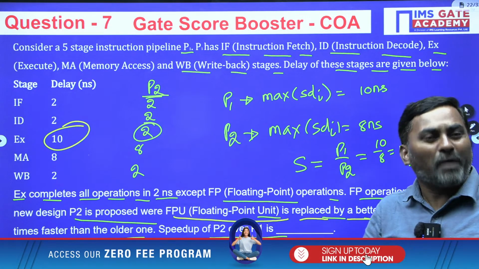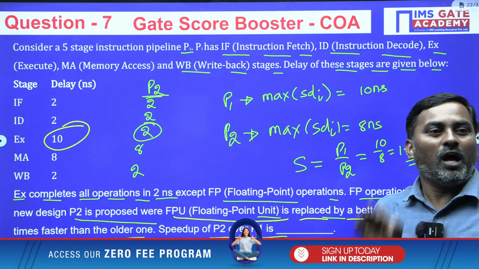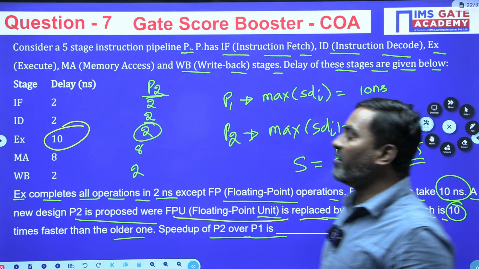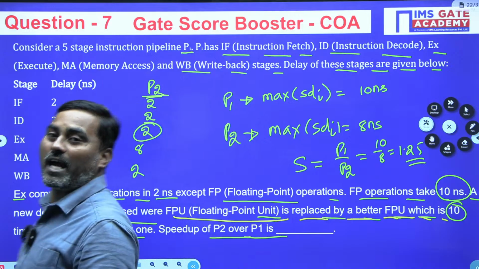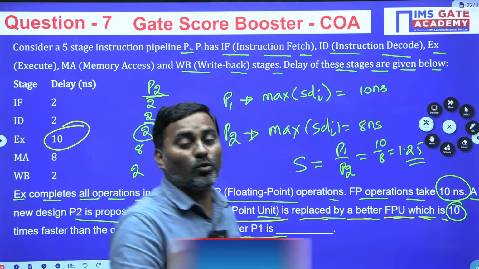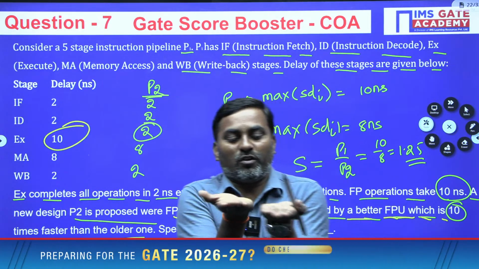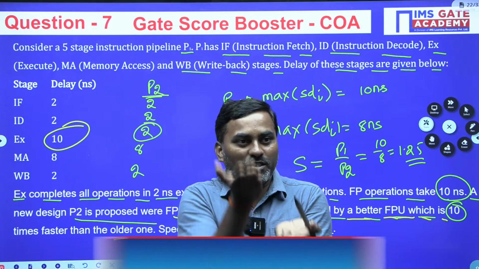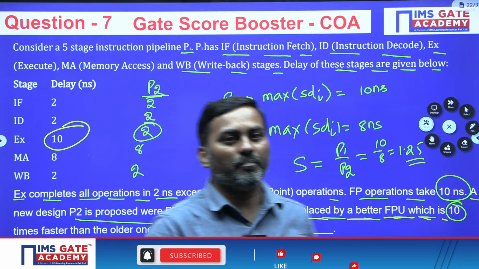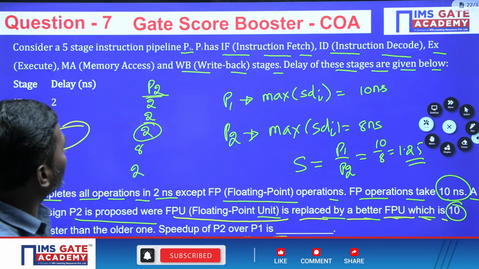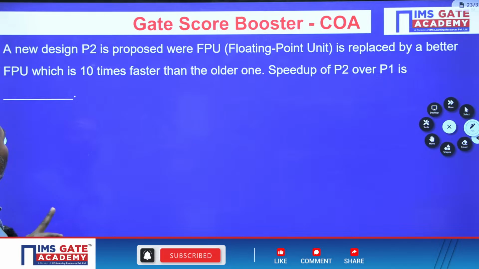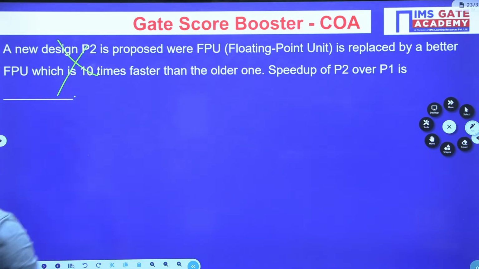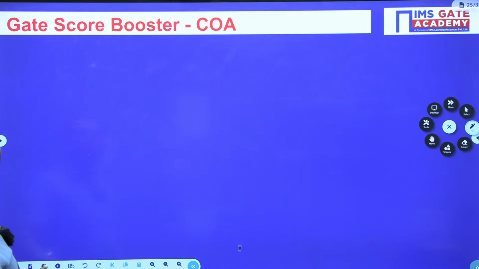Suppose by mistake you write P2 by P1, do remember the speedup factor is always greater than 1. Speedup factor can never be less than 1. It should be more than 1 only, because when you are comparing two things, one of the machines or systems should be on the higher side, right? The performance should be higher only. So this way we should answer this question. Done. So sorry, this is extra data only, you can ignore it. Okay. Now move to another question.